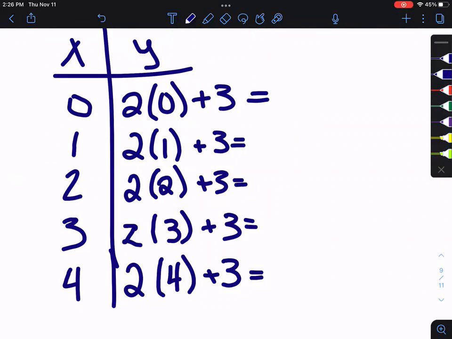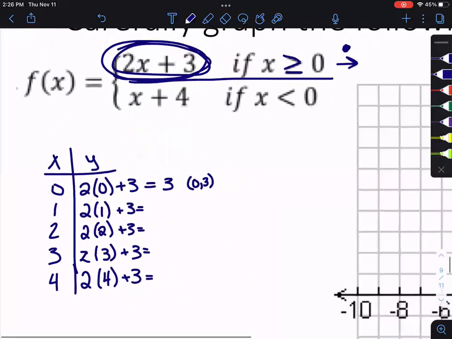So 2 times 0 is 0. 0 plus 3 is 3. So that's going to create the ordered pair 0, 3. And like we said earlier, that's going to be a closed circle. For the next one, we're going to take 2 times 1 and get 2. 2 plus 3 is 5. So we're going to have the ordered pair 1, 5.